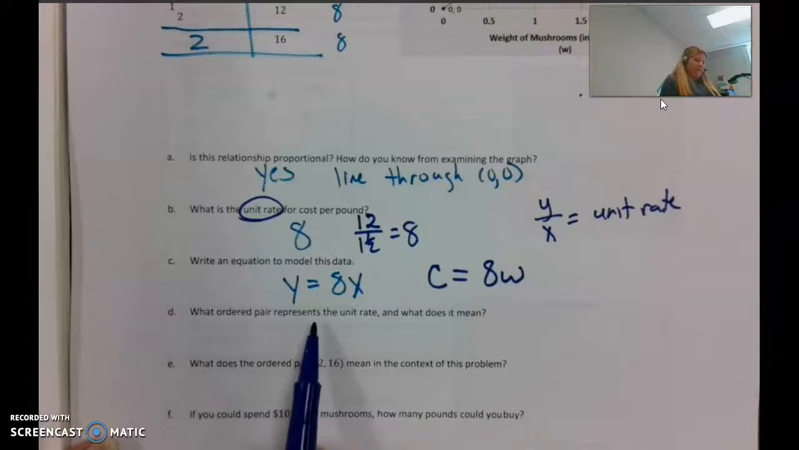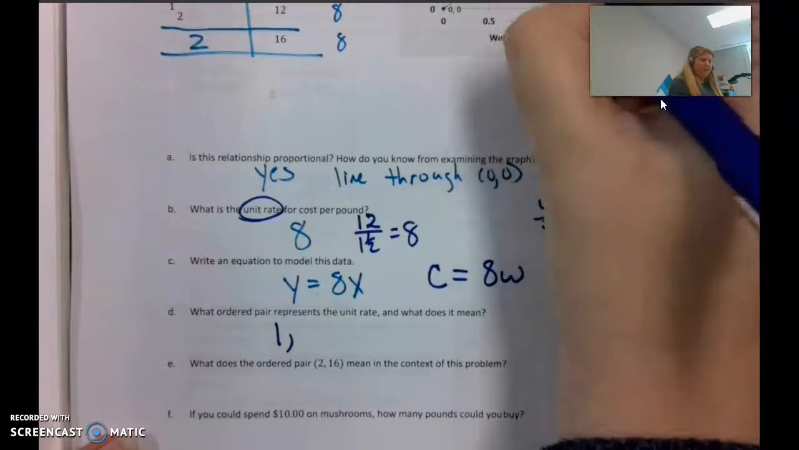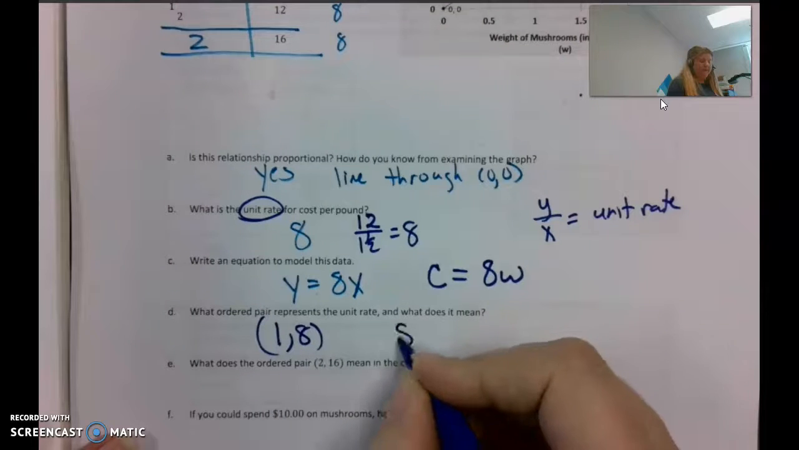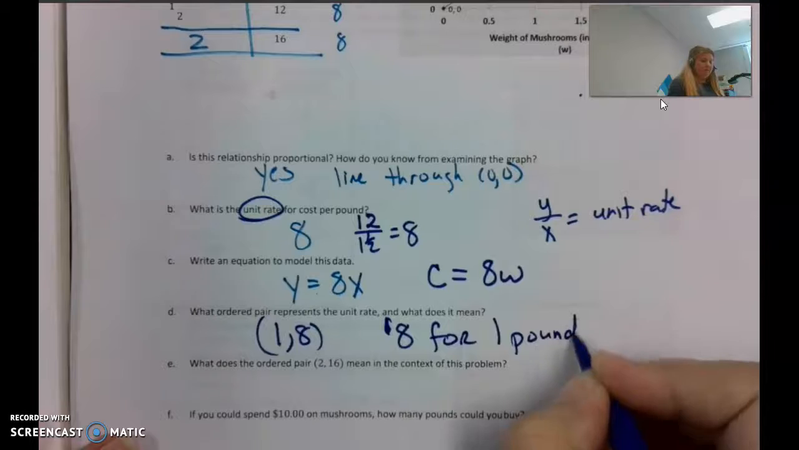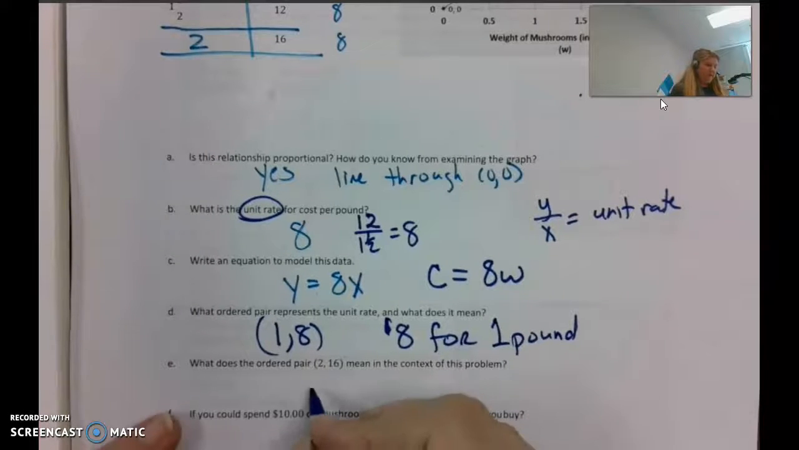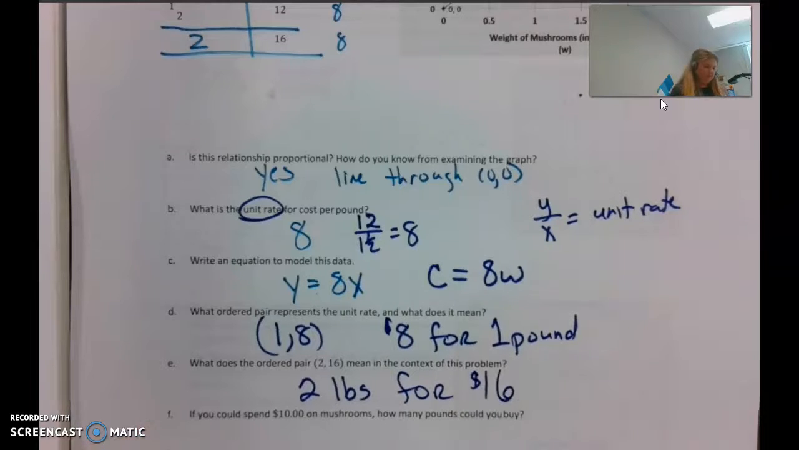What ordered pair represents the unit rate? Well, spoiler alert, I already talked about that. 1, 8, and that means $8 for 1 pound. Okay. What does this ordered pair mean? It means 2 pounds, that's the abbreviation for pounds, for $16.